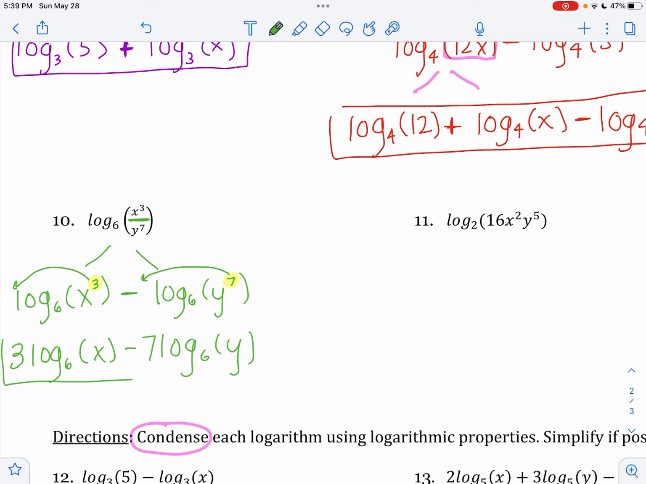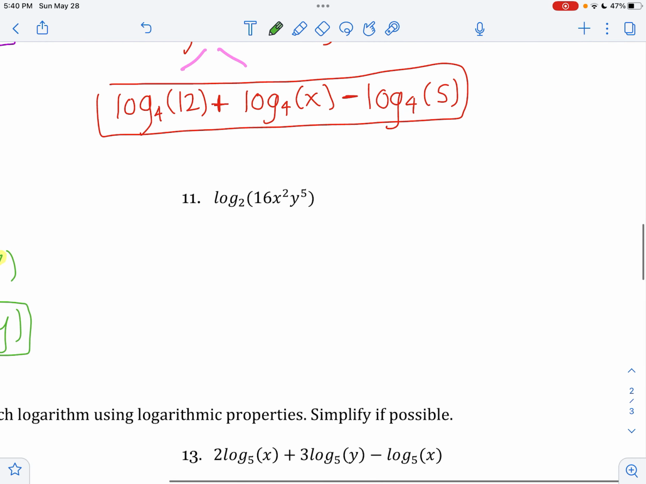And that's your final answer. So we bring the 3 in front and the 7 in front, and that's going to be your final answer there. Remember, expanding, which is what we're doing, means getting bigger. Okay, we're going to be splitting this off and making it bigger.